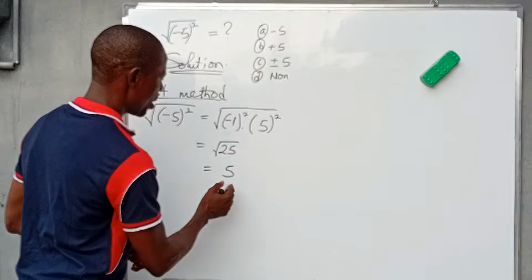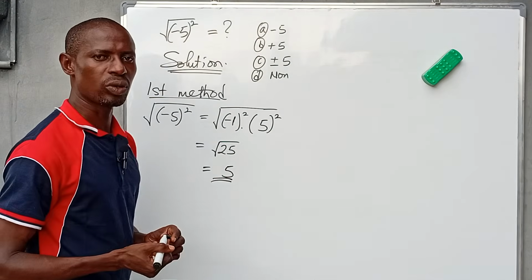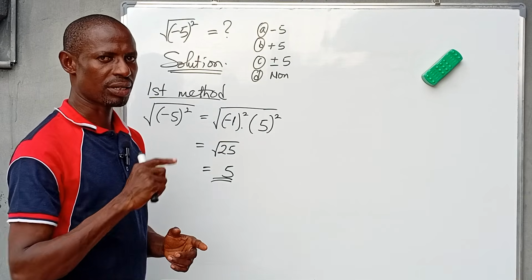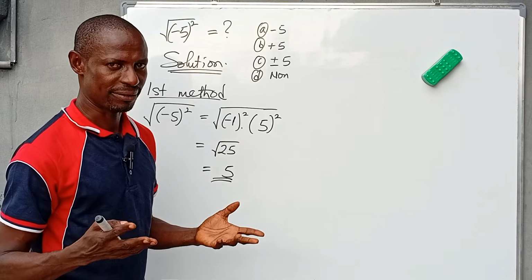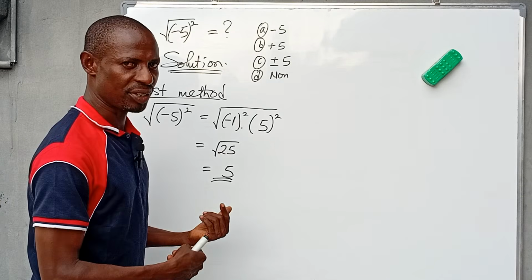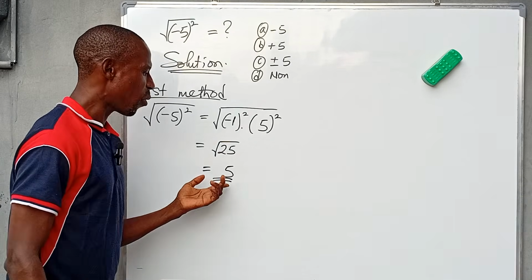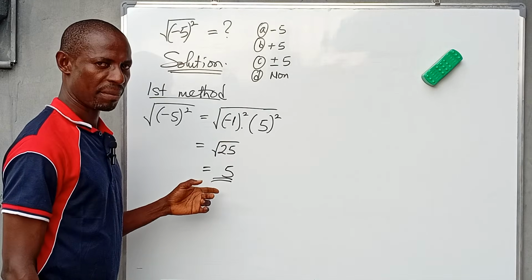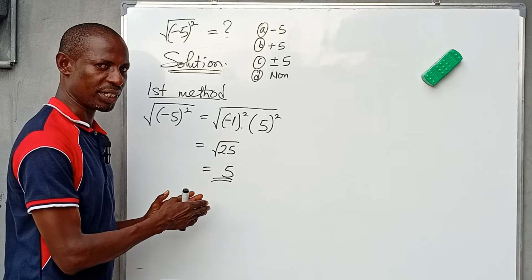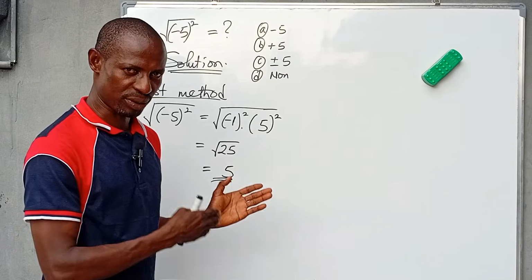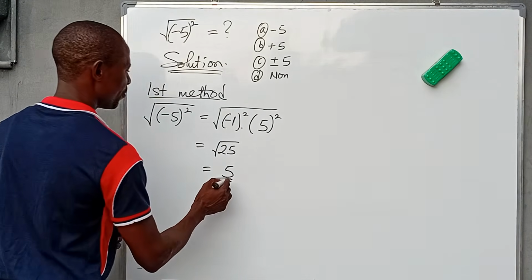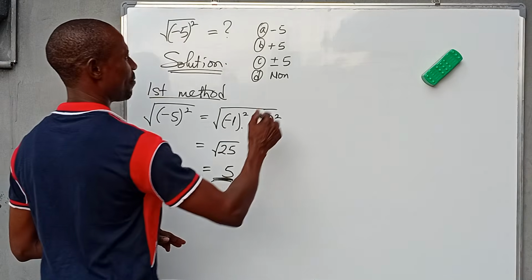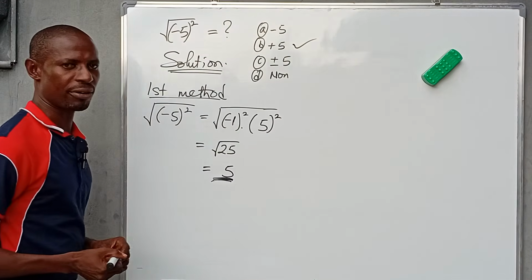But remember, many persons are of the school of thought that the square root of 25 is ±5, right? At the end of this video, I'm going to clarify why it is only 5. Okay, I'm going to clarify that part of it, so stay till the end of the video where I'm going to do that clarification. So the first method I applied here gives us 5 as the answer, and that is the correct answer.